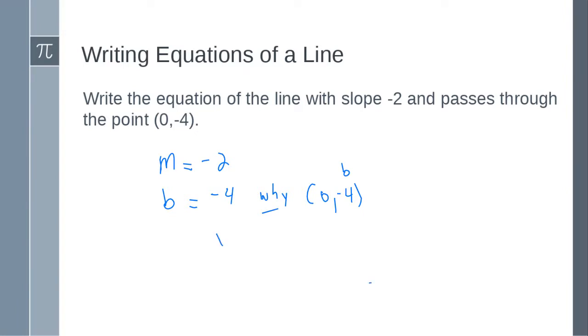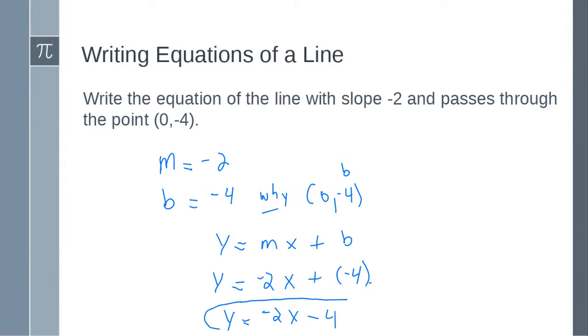So now that we have that, we can use the slope-intercept form. And so here they give me that my slope is -2. And then my b is -4. So instead of leaving it like this, plus a -4, we can write it as minus 4. Okay.